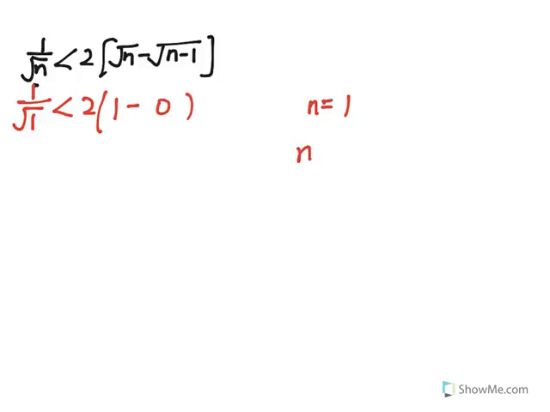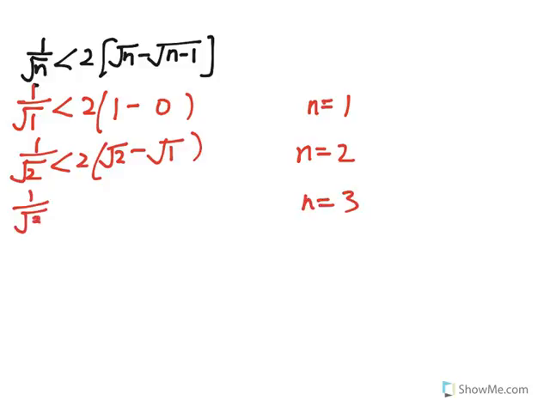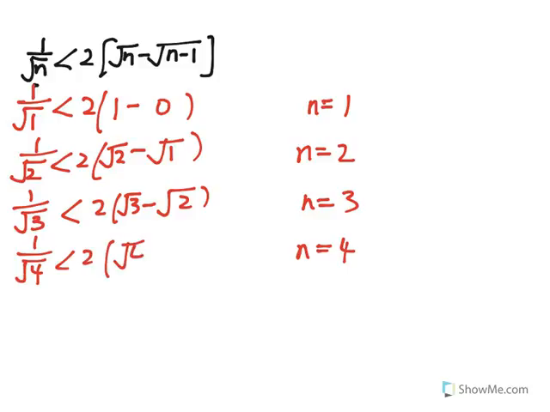How about if I let n be 2? Then 1 over root 2 is also less than 2 times root 2 minus root 1. How about n equals 3? Then 1 over root 3 will be less than 2 times root 3 minus root 2. How about n equals 4? So on and so forth. You have 1 over root 4 less than 2 times root 4 minus root 3. You can keep going up to n, so we are doing a generalization.